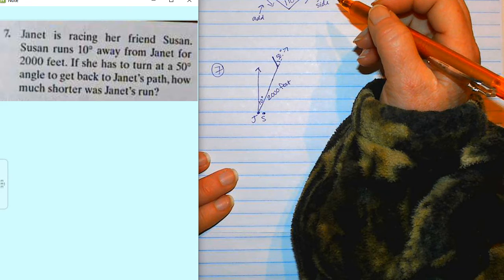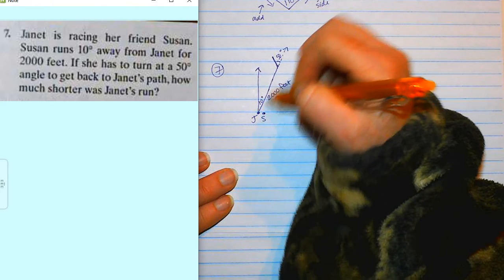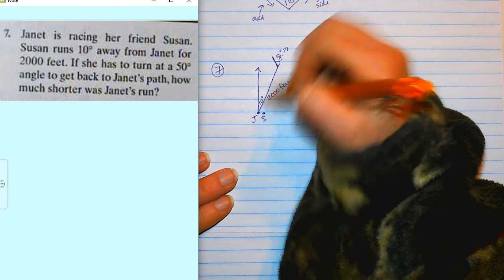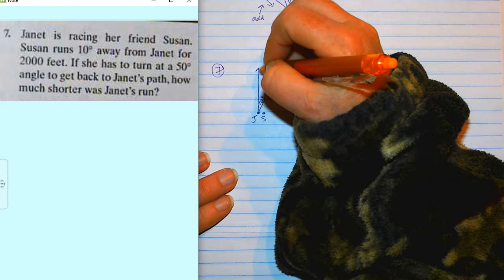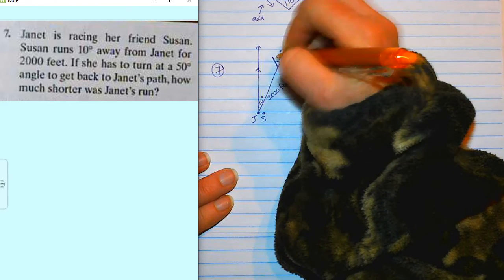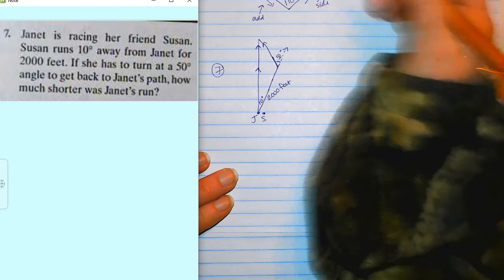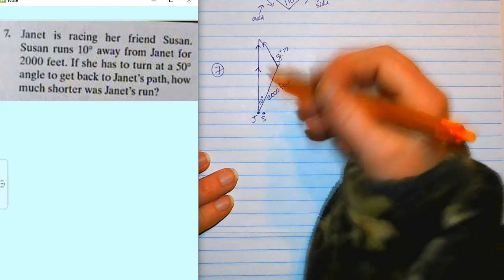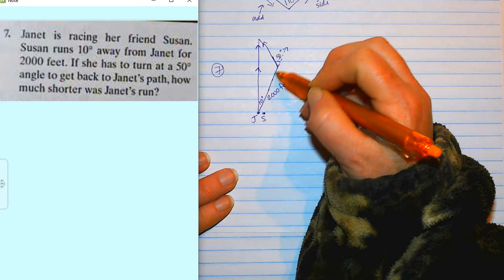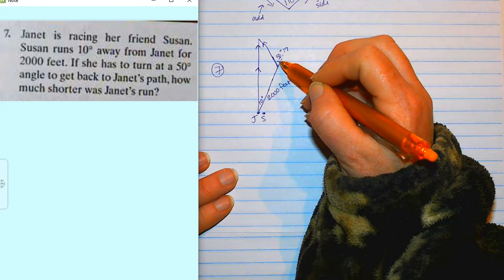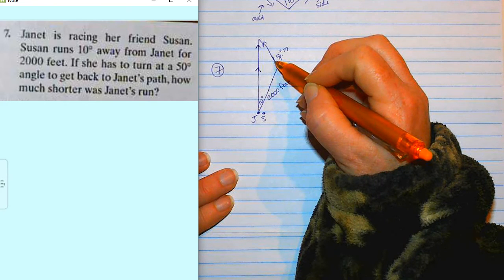how much shorter was Janet's run? So then Janet's still running. I don't know who's faster. I don't know how this happens time-wise, but in order for them to meet at the same place, right, this has to keep going, and then this keeps going, and then eventually they meet and make a triangle. So you consider Susan is running on this sideways path, and she's facing this way, and then she turns 50 degrees.